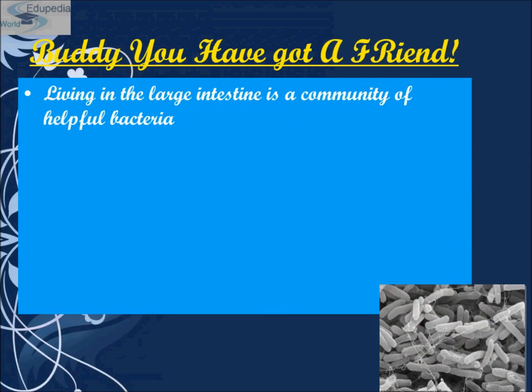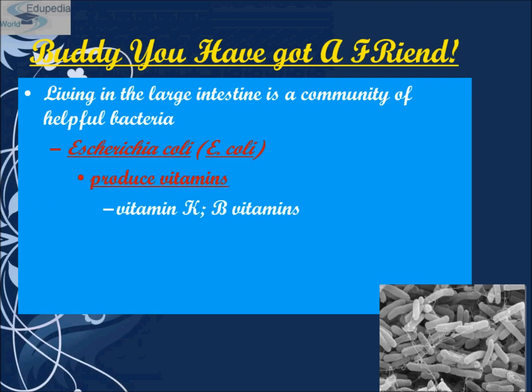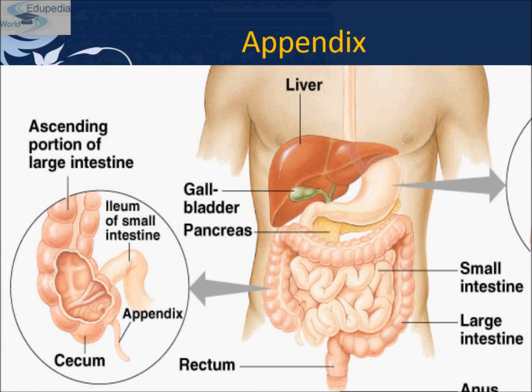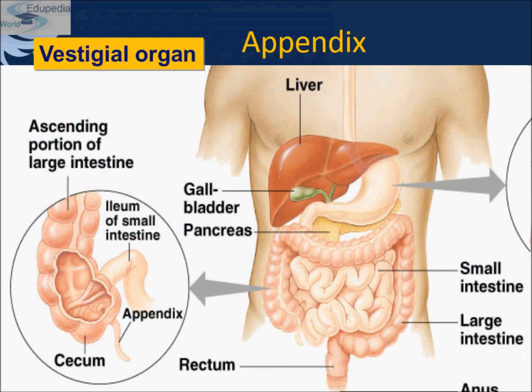The colon is a friend to the body. That means it has bacteria inhabiting it, okay, that is Escherichia coli, that produces vitamins, vitamin K and vitamin B. Okay, it generates gases, byproducts of bacterial metabolism, such as methane and hydrogen sulfide. Okay, this is the vermiform appendix, which is of course vestigial in human beings.